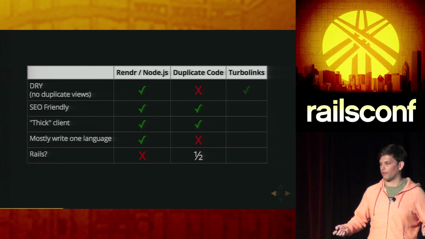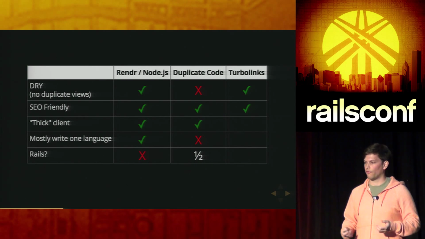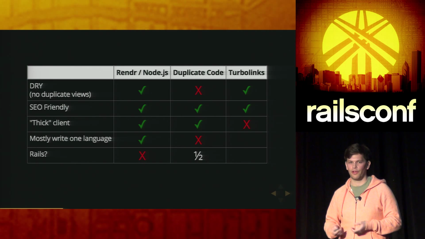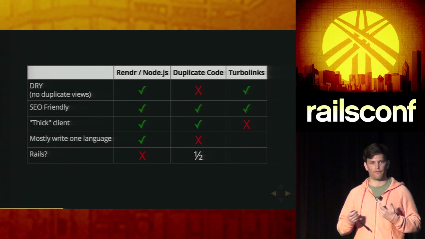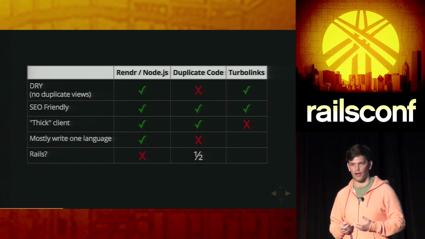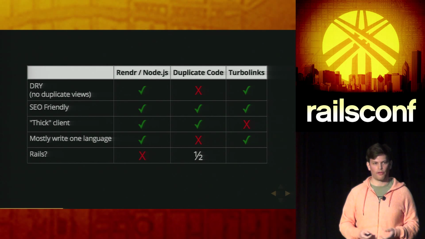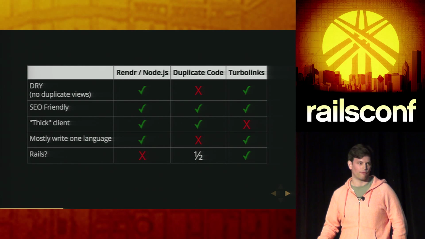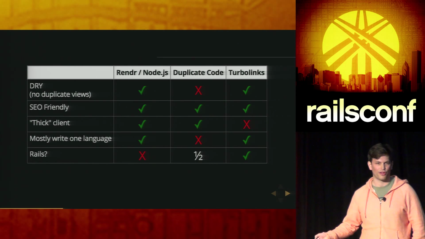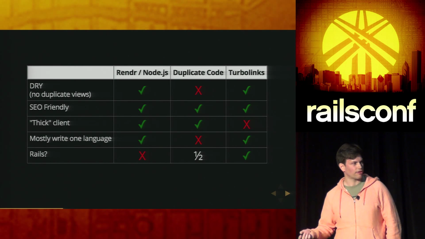So, this is DRY. It is SEO friendly. It's not really a proper thick client, though. It's kind of like a fake thick client. Feels almost like a thick client, not quite there. Mostly write one language. We got that covered. We've also got Rails covered. So this is kind of why Turbolinks is so popular, I think, because it basically does what you want without much hassle.